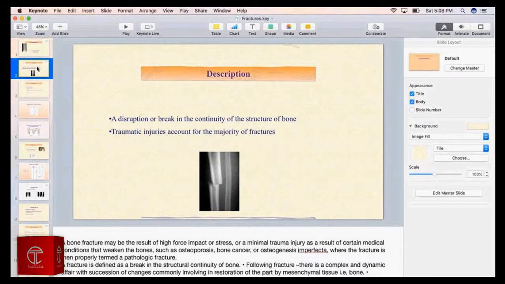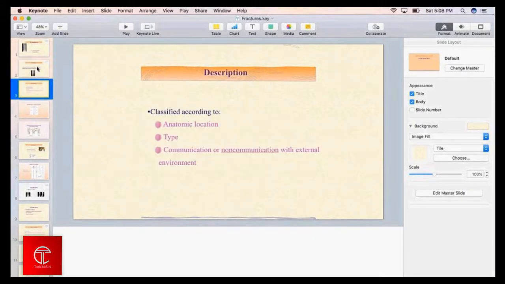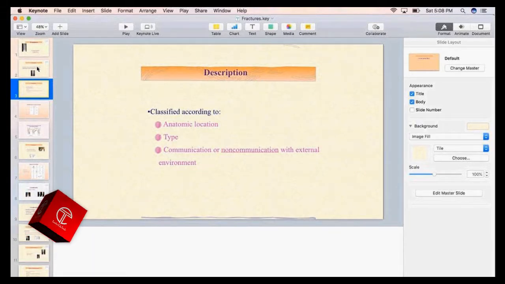radiological thing. The reason for the fracture, the majority of the time, follows a significant trauma. Sometimes a non-traumatic insult can produce the fracture, what we call a pathological fracture. So first we will discuss the classification. There are a lot of classifications. The commonly followed classifications are the anatomical classification, or according to the type of the fracture line, or according to whether it is communicating or non-communicating to the external environment.